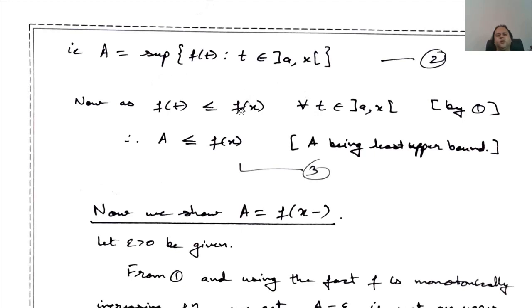The reason is very simple. For the supremum of this set of f(t), t between a and x, t will be less than x. By the definition of a monotonically increasing function, because t is less than or equal to x, f(t) is less than or equal to f(x). So just by monotonicity we get this, and now we vary over every t belonging to this set. Because for every t, f(t) is less than or equal to f(x), its supremum A will also be less than or equal to f(x). That's how we prove the first part.